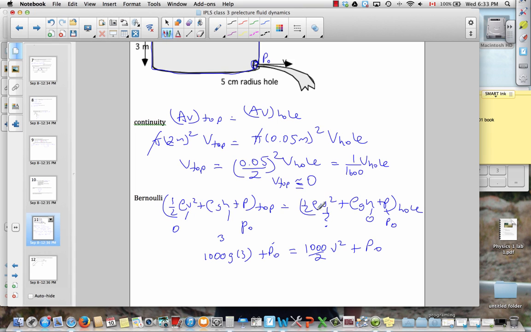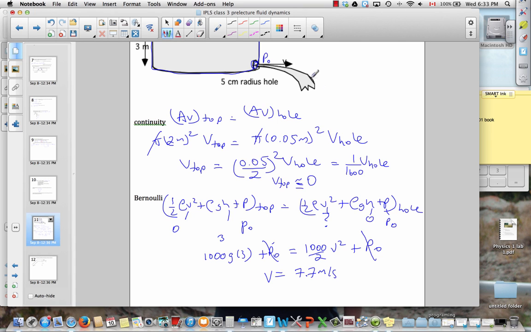Putting in the density of water is 1,000, and putting in the height is 0 there. So that whole term disappeared, and then again it was atmospheric pressure both at the top and at the hole. So it actually cancels out, and so does the density too. You could cancel out the 1,000, and you could just cross multiply up the 2, take the square root, and solve. It ends up being, I think, about 7.7 meters per second.